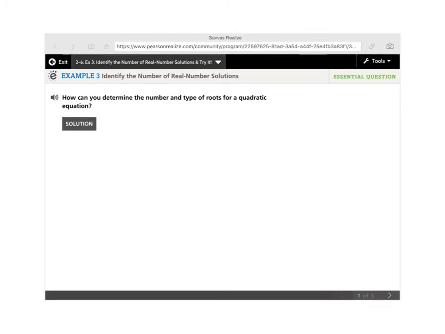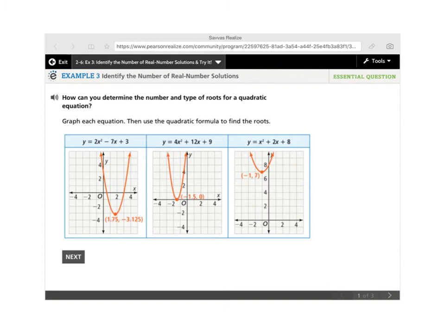How can you determine the number and types of roots for a quadratic equation? It can have real roots or imaginary roots. And here are three scenarios with three quadratic equations. It's asking you to graph them, then use the quadratic formula to find the roots. You can do that, but to answer the question above, pay attention to the x-intercepts here. Well, I actually shouldn't graph the last one.